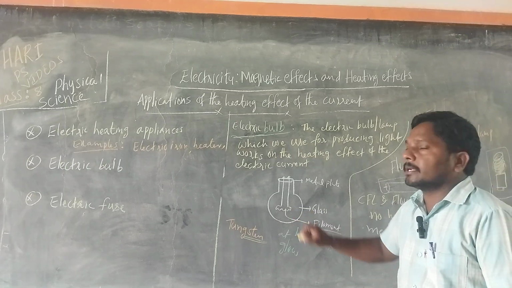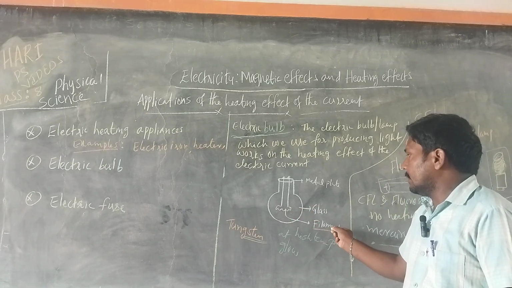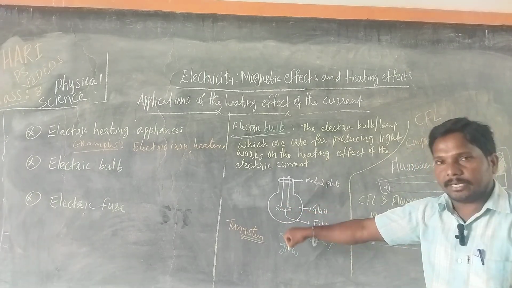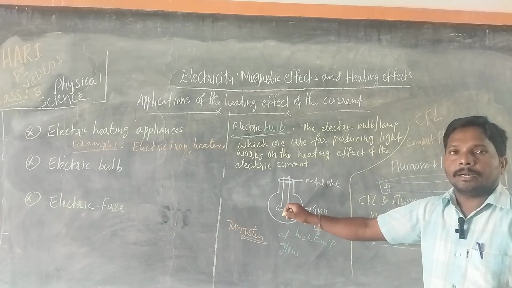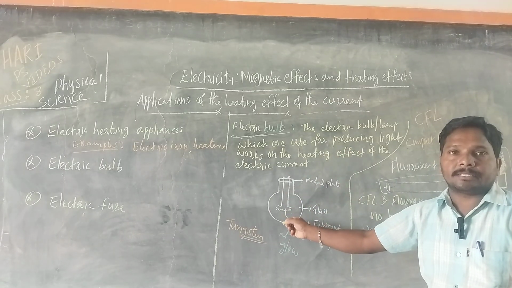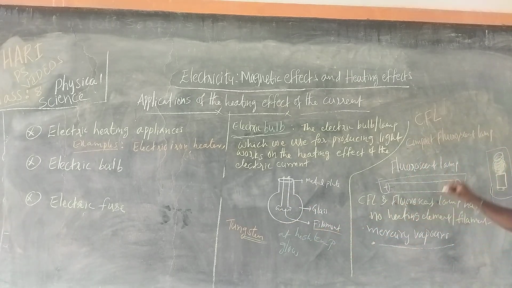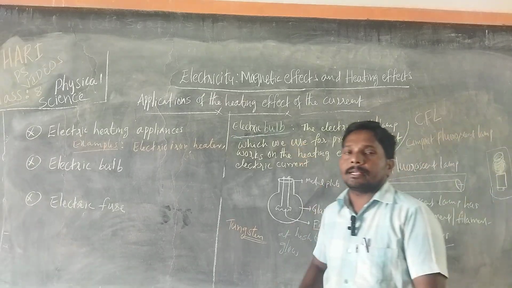But in the case of an electric bulb, the bulb contains a filament. This filament gets heated and produces light, but electrical energy is wasted in the form of heat energy. In the case of CFL and fluorescent lamps, no heat energy is produced and no electrical energy is wasted. That's why nowadays we are using CFL and fluorescent lamps in place of electric bulbs.